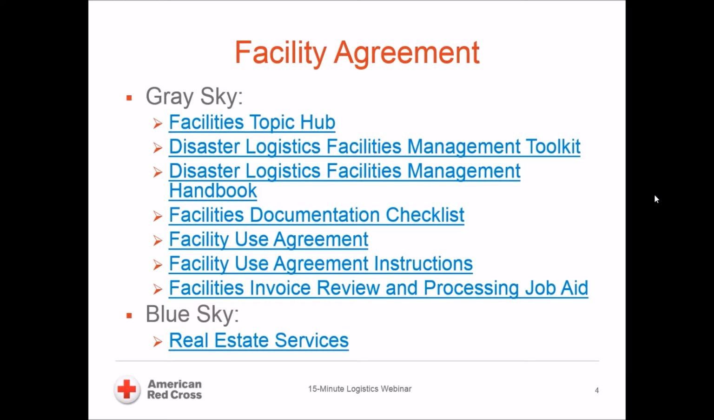Now, what we're focusing on today is gray sky during a response to a disaster. We're not going to be talking about a blue sky environment, where we're talking about chapter buildings and regional buildings, the more permanent real estate. We're only talking about during the gray sky. A lot of these agreements you want to do during the blue sky, but we're not going to be talking about the blue sky facilities.